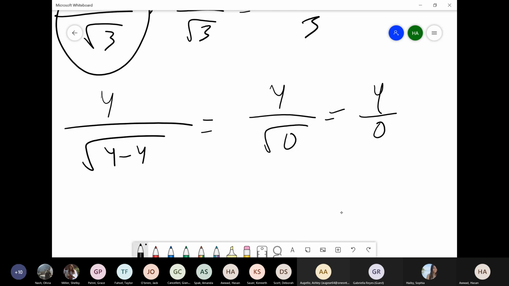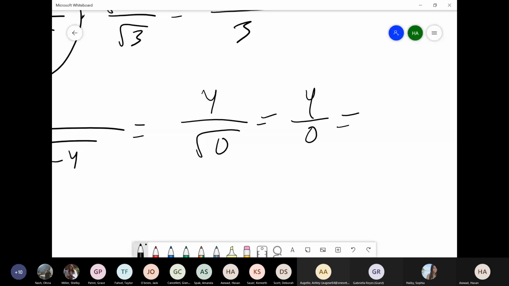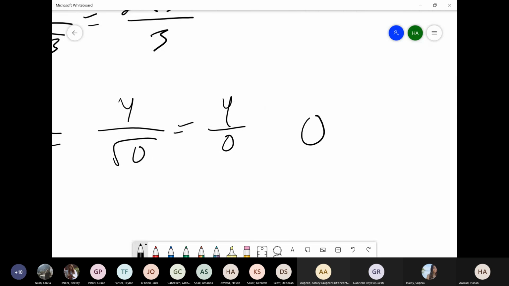So we get 4 over 0, and we say to ourselves, oh, yep, this is a problem, right? 4 over 0, you can't divide by 0, so no solutions, right? This is undefined. You can't divide by 0. You could just write undefined. You could write the empty set. Either way, this would be your answer for this one, okay?